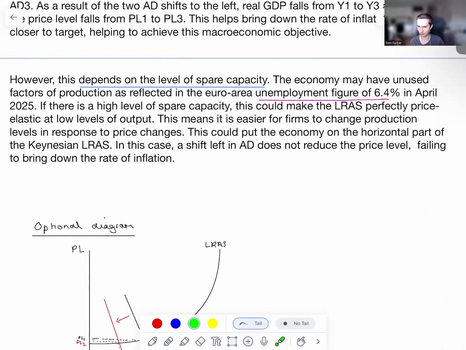So this means it's easier for firms to change production levels in response to price changes if we're on the perfectly price elastic part of the LRAS. And in this case, a shift left in AD does not reduce the price level, failing to bring down the rate of inflation.